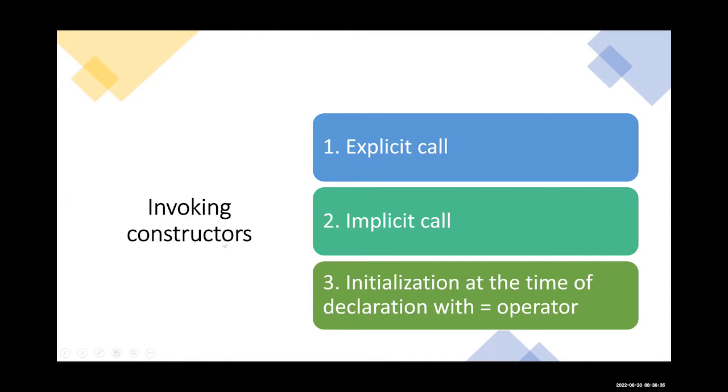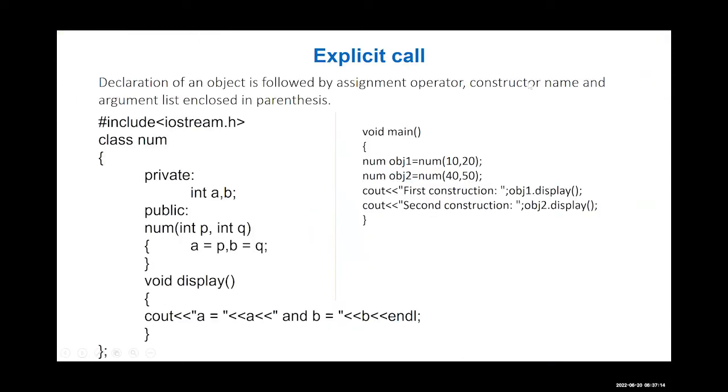Now when it comes to invoking, there are three methods which we can use in order to invoke the parameterized constructor. So what are those? They are called explicit call, implicit call and initialization at the time of declaration with the equal to operator. These are the three kinds of invoking a constructor when we are using parameters. Now we are going to look into them one by one. Let us see what exactly explicit, implicit and the equal to operator mean. I am going to explain each one of them with an example.